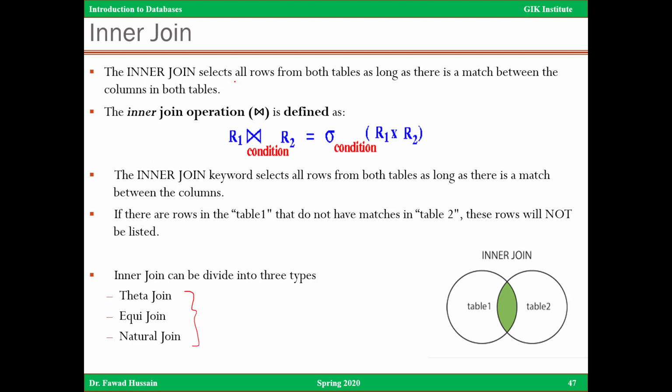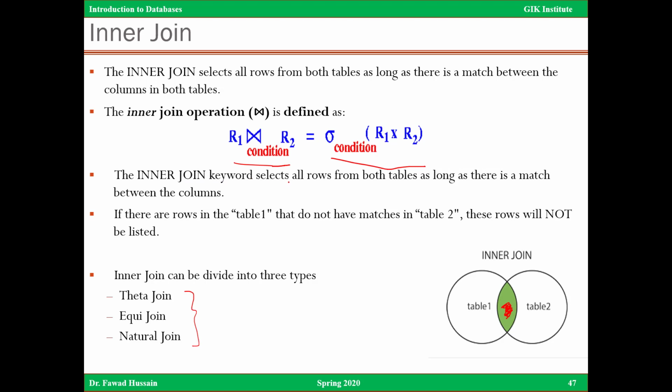The inner join selects all rows from both tables as long as there is a match between the columns in both tables. To make an inner join, you have to have a match between both tables. In other words, only those rows that have a match will be included. In an inner join, for instance, this is the common part. This is the part that will result from the inner join operation. As we discussed, this is how we write the inner join, and it is the same as using the Cartesian product followed by the condition.